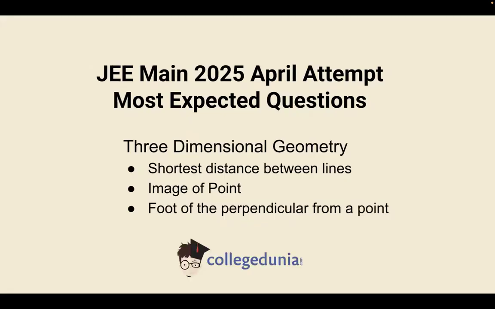Now let's move to the next important topic, which is three-dimensional geometry. These are the three topics which are most important. The first is shortest distance between two lines, and then image of a point, or you can also call it foot of perpendicular from a point. I think these two are generally the same. So let's see the questions.